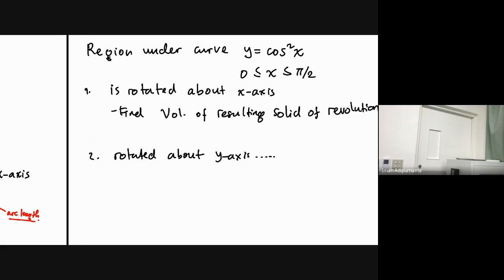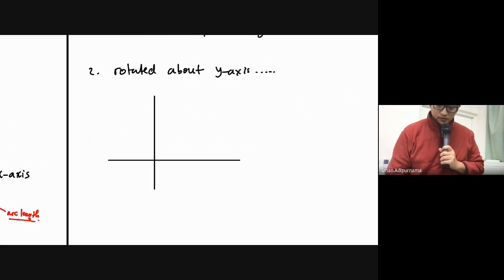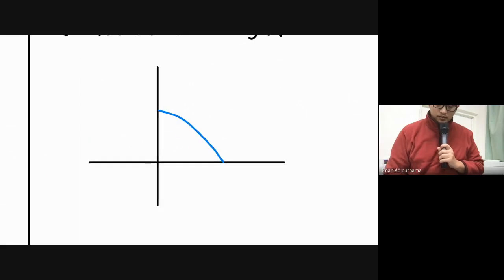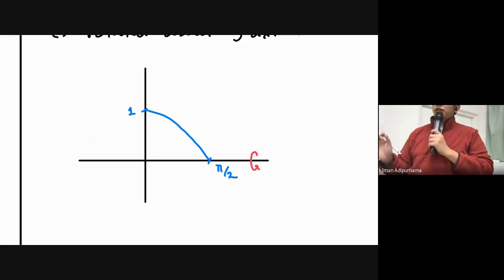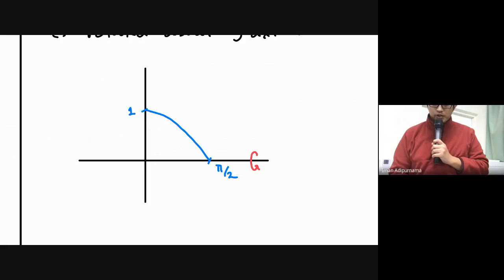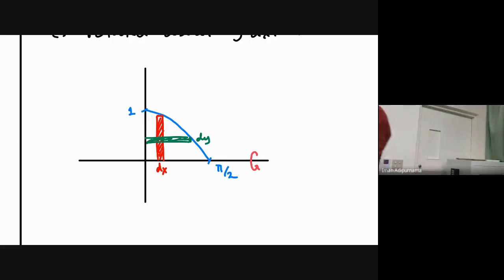Okay, so let's get a picture of the cosine squared. Let me just draw it, maybe like that, and mark 1 and pi over 2. The first one is just rotating about the x-axis, right? So we can set up the idea for integration to make solving the problem easier. Draw the rectangle like this. For example, this is the x. Actually, you can also imagine it with dy if you want, but because there's nothing wrong with the image, I can just set up dx and solve with dx.